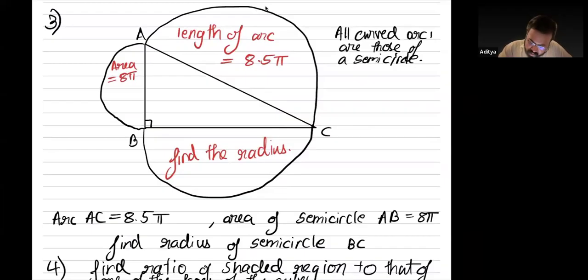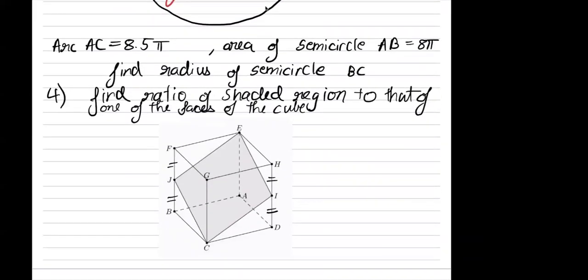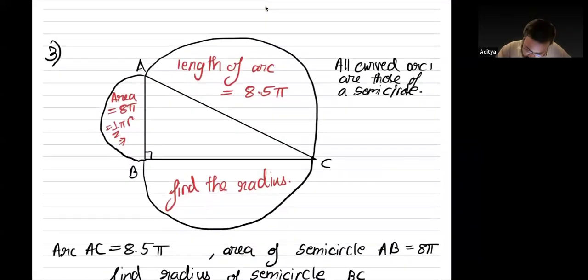So here we have been given the area of this semicircle. Area of semicircle is equal to half times pi r square. Sir, please go and show us question 4. Yes, sir. Thank you, sir. So I'll write it with a different colored pen.